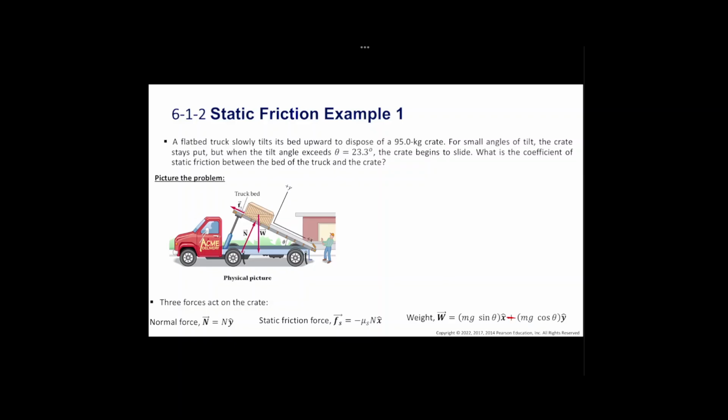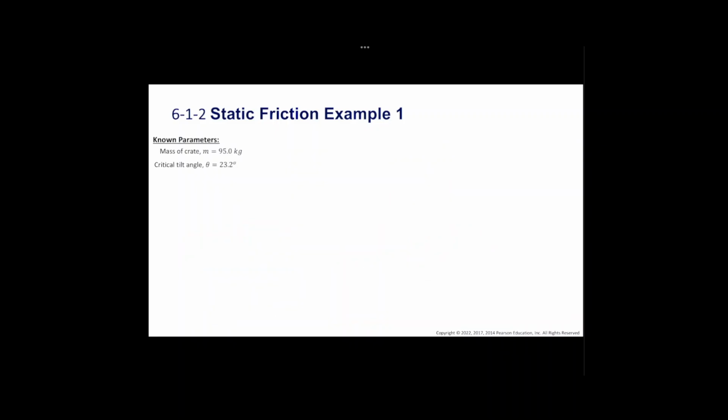Now we can draw the free body diagram including these three forces. We have the normal force perpendicular to the surface, and weight always vertically downward, and the frictional force is opposed to the motion, that is in the negative x direction. Now these are the known parameters: the mass of the crate and the critical tilt angle, which is 23.2 degrees, and we are asked to find the coefficient of static friction, which is mu s.